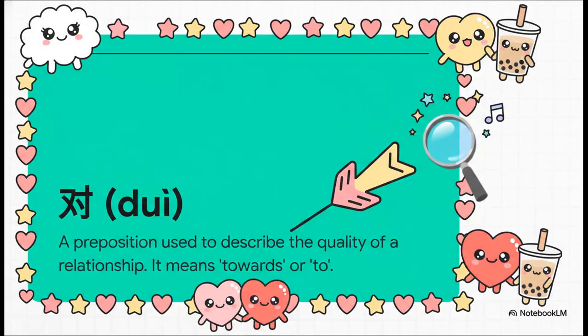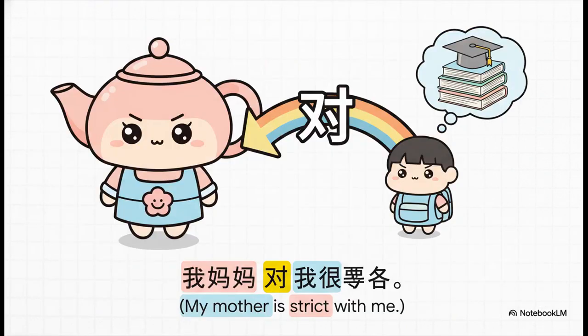Okay, grammar trap number 2 is all about describing how people treat each other in a relationship. For this, we need the little preposition dui, which means towards or to. This word is the key to talking about the dynamic or the quality of a connection. The structure is really simple. It's person A, then dui, then person B, and then you stick an adjective on the end.